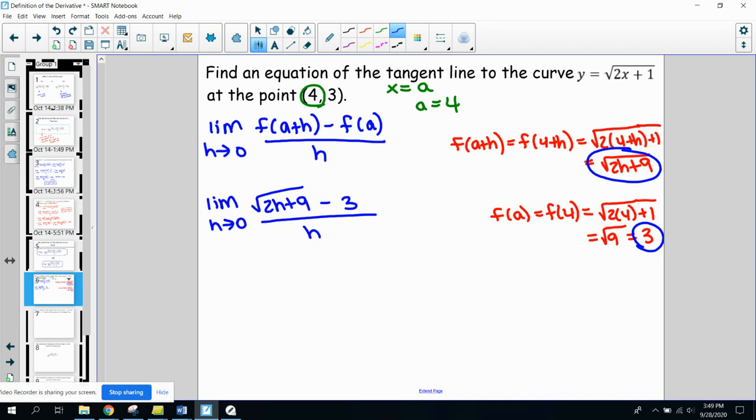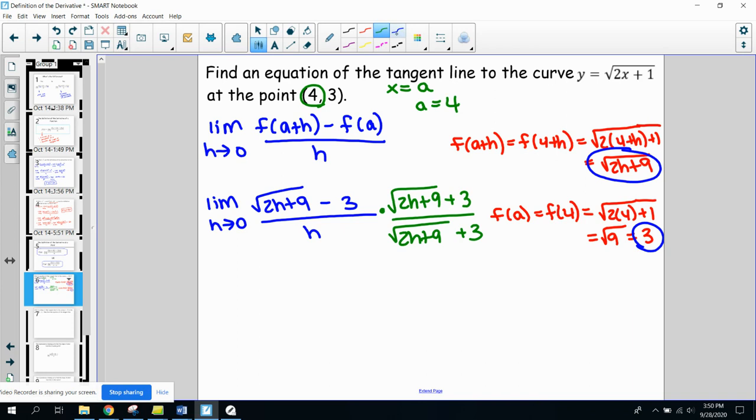Normally when we have this, we would plug in our limit first, so plug in the 0 for h, but we get 0 in the bottom. When you get 0 in the bottom, your next step is to try to use algebra. Since we have a square root on the top, we can use the conjugate to rationalize this. So we're going to multiply top and bottom by the square root of 2h plus 9 plus 3 over the square root of 2h plus 9 plus 3. Very similar to when we were doing limits with algebra.